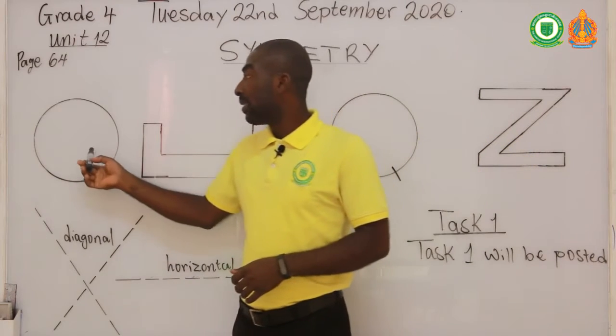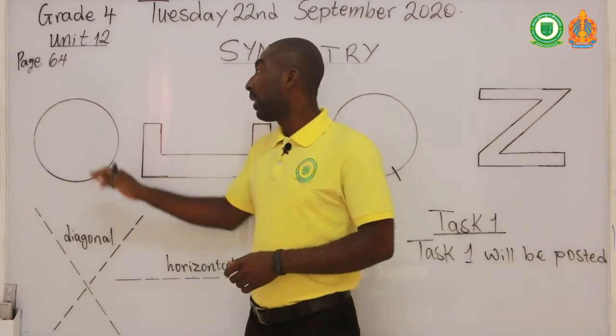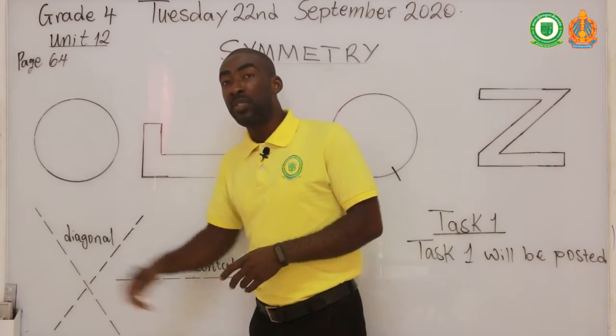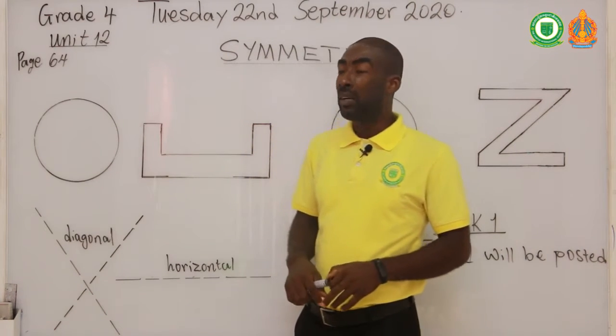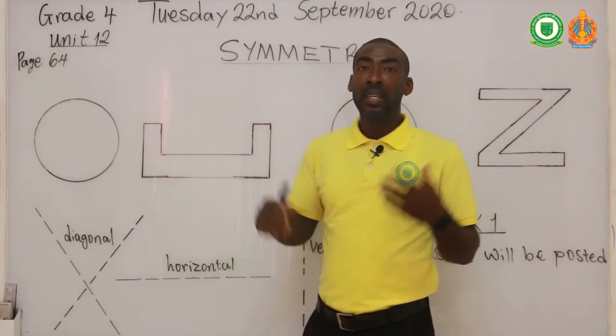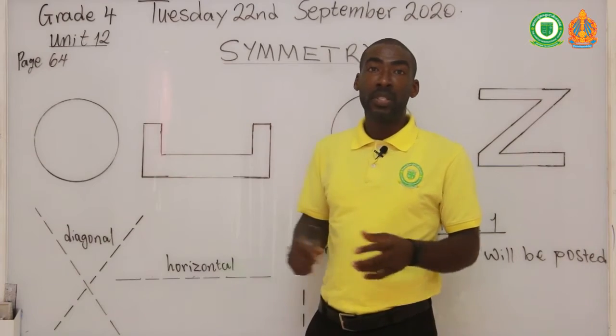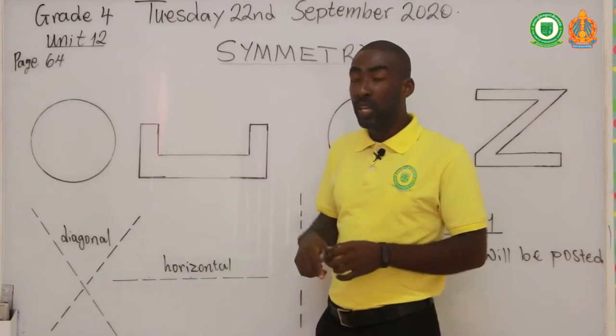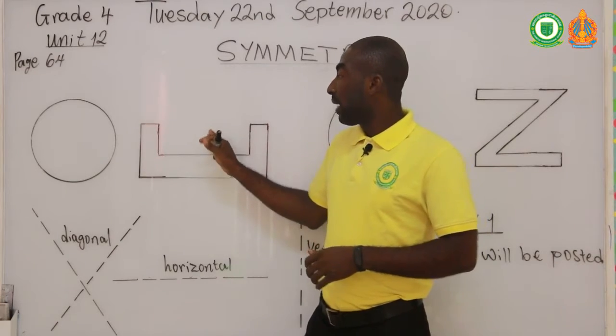Okay, so this is a circle, and when we look at a circle, any side that you put your line of symmetry is going to have an equal half. So we say that a circle has infinite lines of symmetry. That means that you cannot count them. It is uncountable.